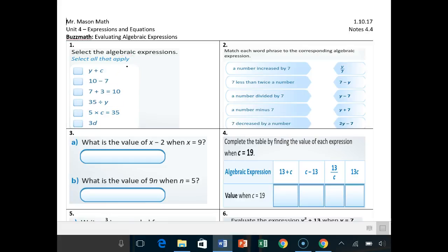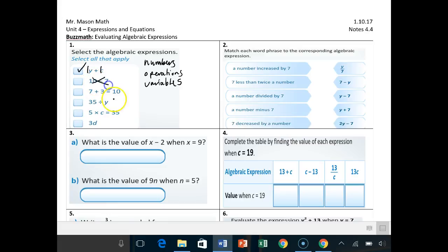So, select all the algebraic expressions, all that apply. There are multiple answers here. Remember, you need numbers, operations, and variables for it to be an algebraic expression. No equal sign. So take a look at that first one. You might say, well, all I have is variables and operations, but remember they can have a coefficient of 1, so that actually is an algebraic expression.